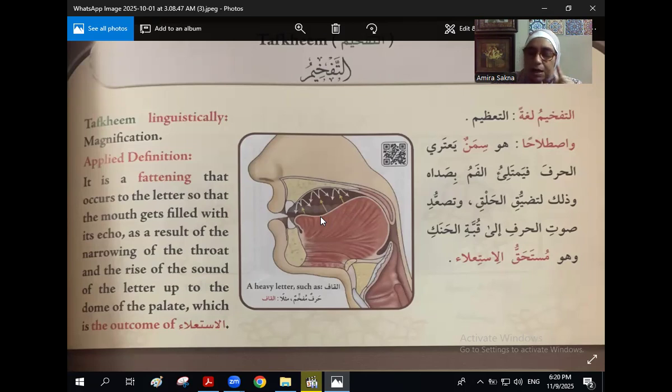Remember, I keep saying there are two things we do when we pronounce any mufakham letter. Think. I will give you 2 seconds. Exactly. Epiglottis. The epiglottis is moved backwards, so the throat will be narrow. And this will help the sound to be mufakham, to be heavy.